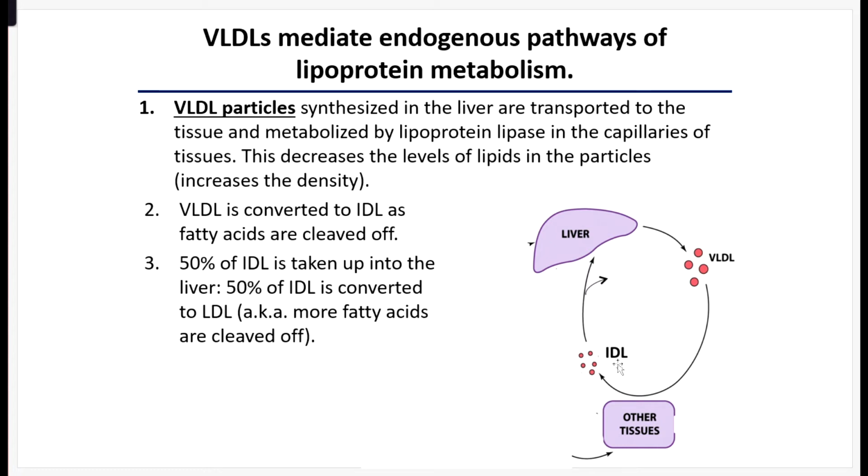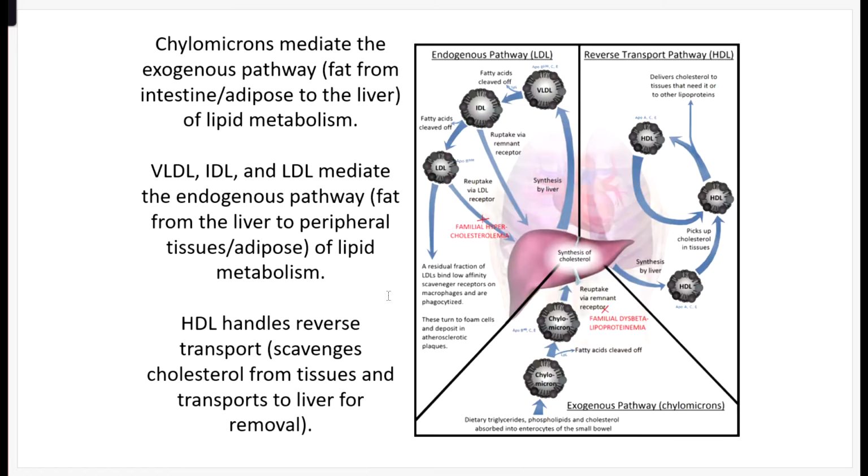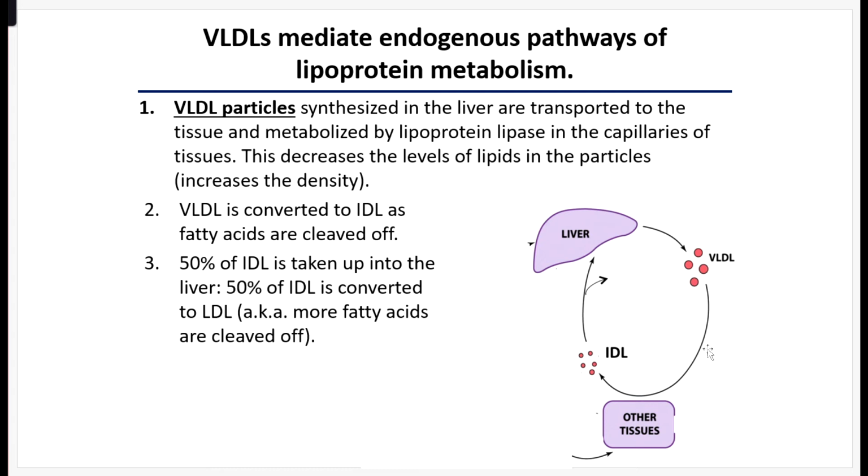These intermediate density lipoproteins are taken up by the liver. About half of them are taken up by the liver, and then the rest are converted into LDLs as more fatty acids are cleaved off of them by lipases in the capillaries. And so that will create an LDL. The liver is very good at binding IDLs. When this happens, you remove fat from the bloodstream, the liver repackages it, and then we repeat this process. But again, only half of them are able to do that. The other half are converted into LDLs.